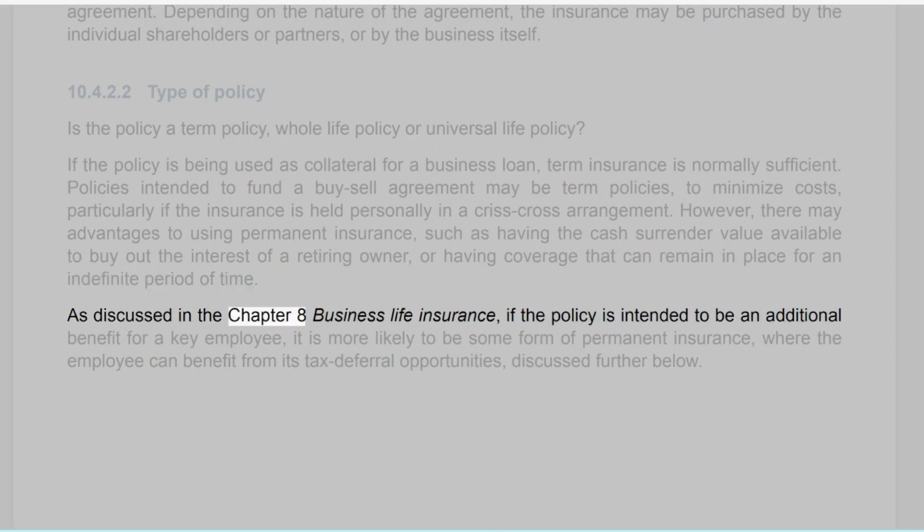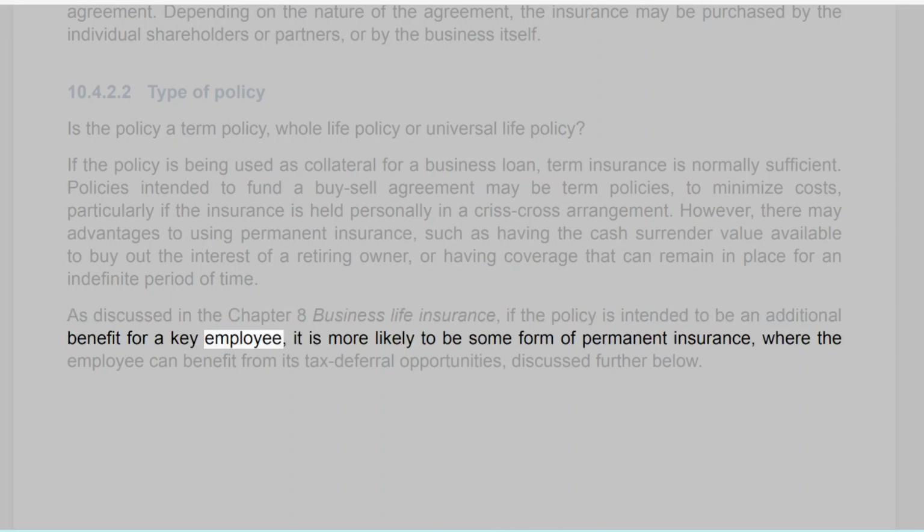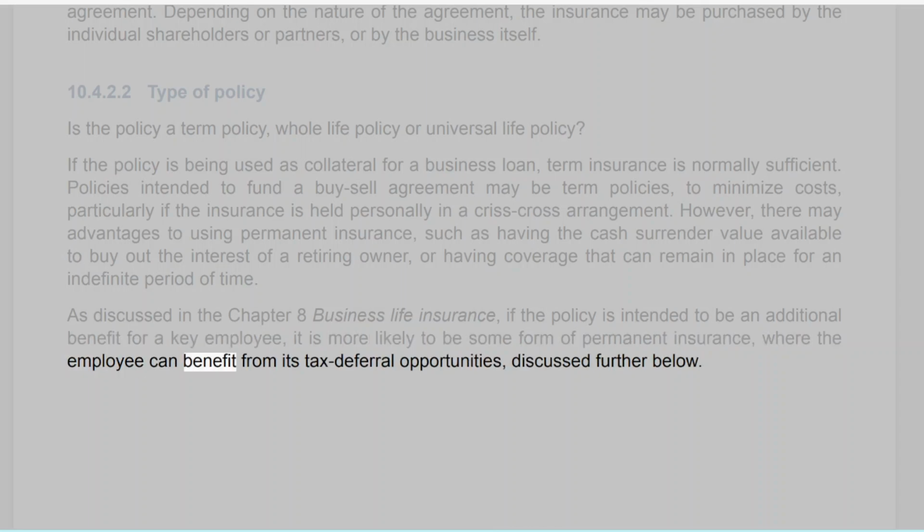As discussed in the Chapter 8 Business Life Insurance, if the policy is intended to be an additional benefit for a key employee, it is more likely to be some form of permanent insurance, where the employee can benefit from its tax deferral opportunities, discussed further below.